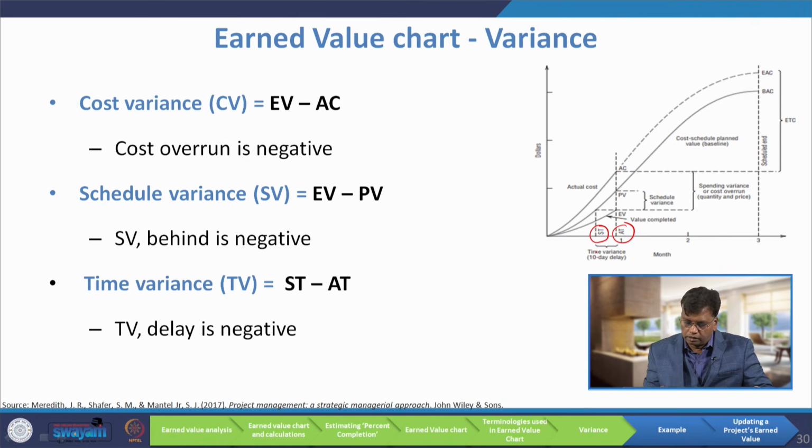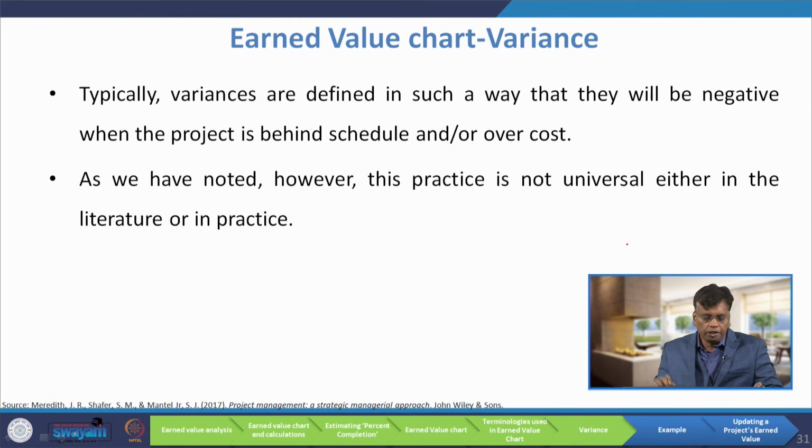Scheduled time is less, actual time is more. So, if the time variance is negative, that means there is a delay in the project, because ST minus AT will be negative. Typically, variances are defined in such a way that they will be negative when the project is behind schedule or over cost. That is why we always start with EV minus PV for schedule variance. For cost variance, we write EV minus AC.